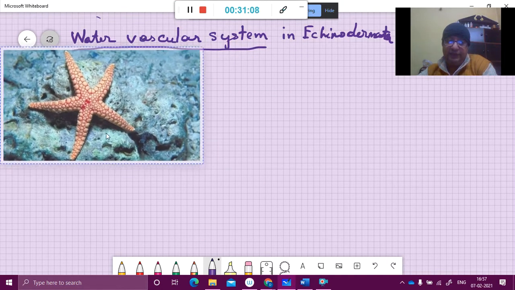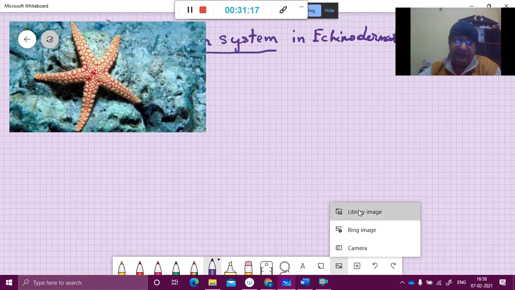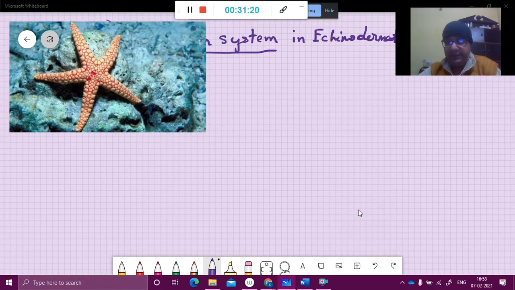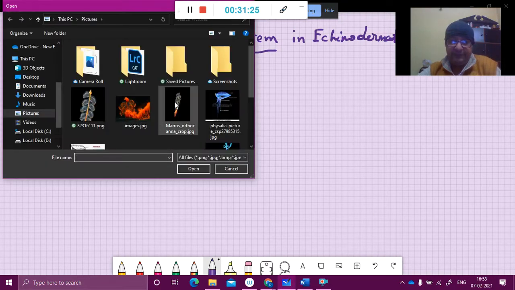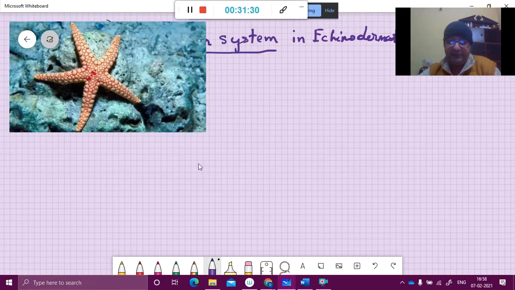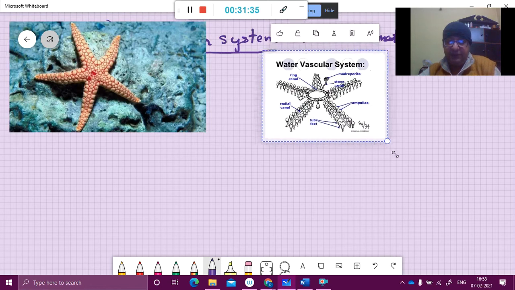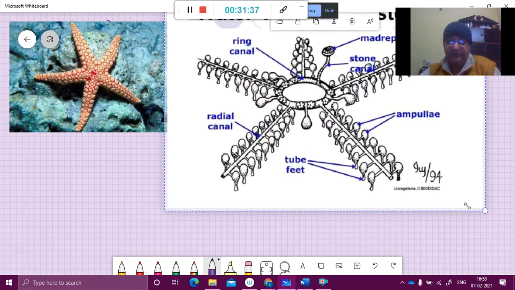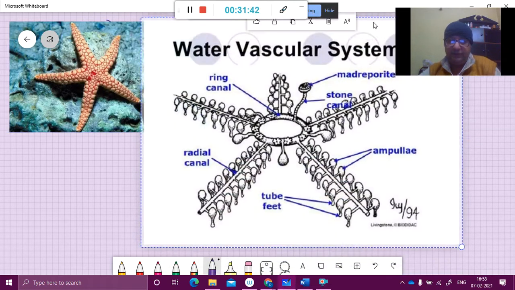So this is a starfish. You can see the starfish with 5 radiating arms. And now in this starfish, we are talking about what's happening inside the 5 arms. We are looking at the water vascular system. This is the water vascular system.